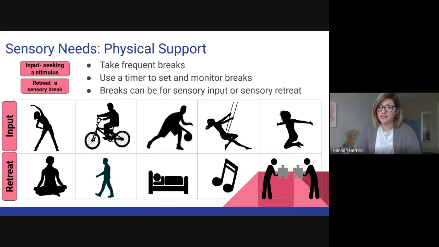And then the opposite of that is sensory retreat. So this is whenever you're noticing that maybe your child is overstimulated and they're needing to have sort of like a timeout, a more peaceful experience. So maybe that would be something like some breathing, yoga, that type of thing, going for a walk, taking a nap, maybe some calm music, or doing a quiet activity like putting a puzzle together. So those are just some physical supports and breaks that you may be able to offer to your child to help support their sensory needs.